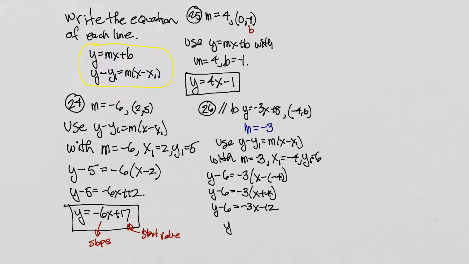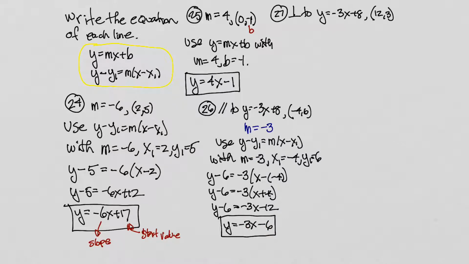So we'll get y equals negative 3x, negative 12 plus 6 is minus 6. So this line here that we just created is parallel to this line. Notice this line crosses at 8, our line crosses down at negative 6, but they both have the same slope.